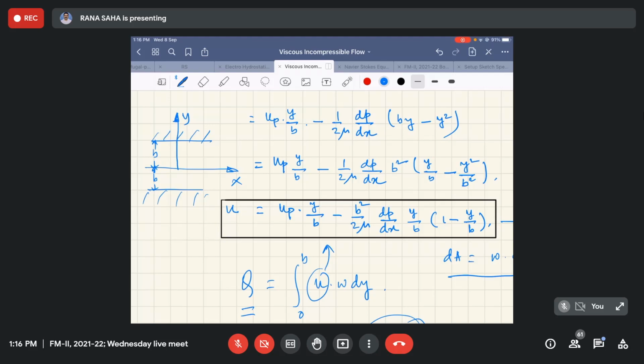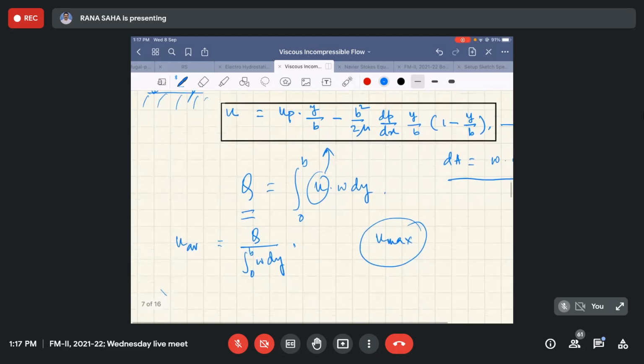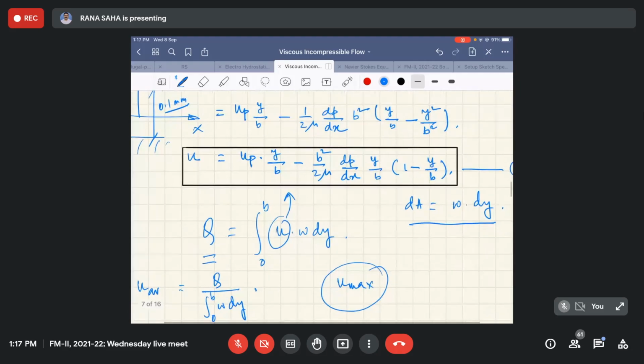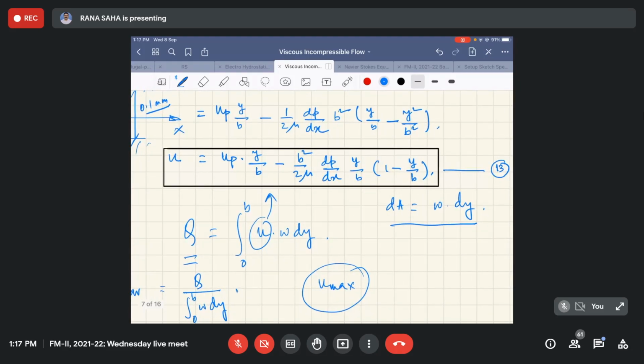But the actual dimension, maybe say this is 0.1 millimeter. So for your case, 2B equals 0.1. For my case, B equals 0.1. That's the thing. But 0.1 remains 0.1. So this is the way for which you can find the quiet flow. For quiet flow, we have the velocity profile as a composition of a linear term and a quadratic term.